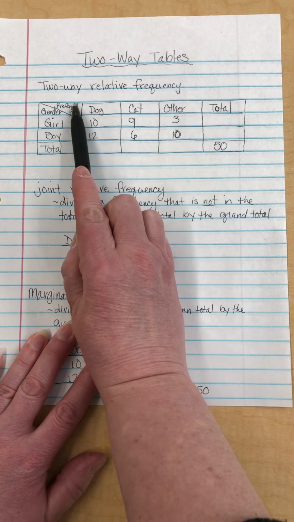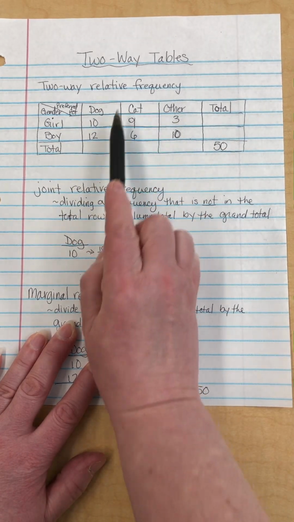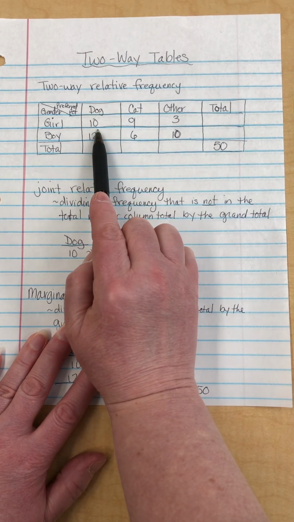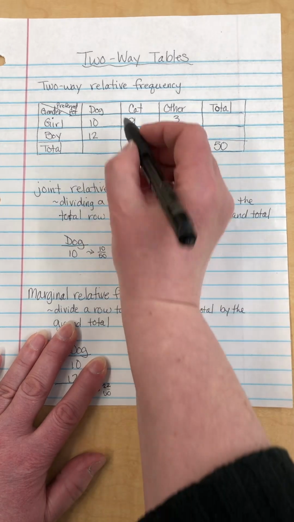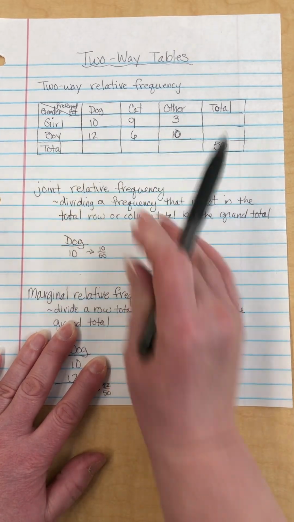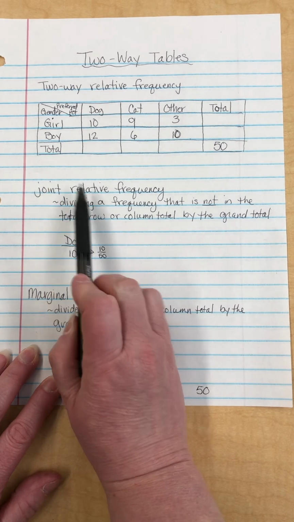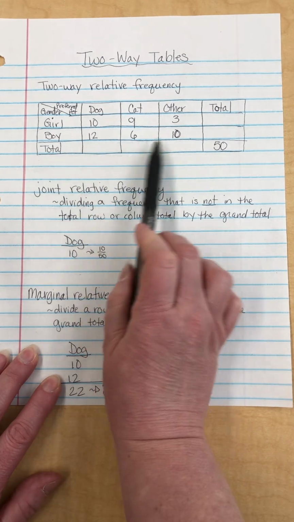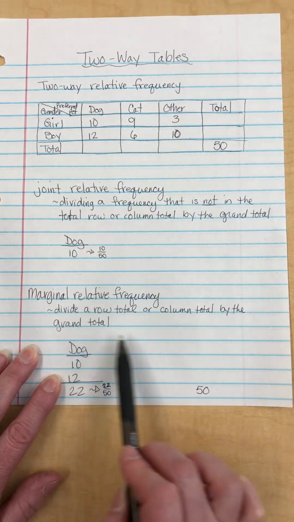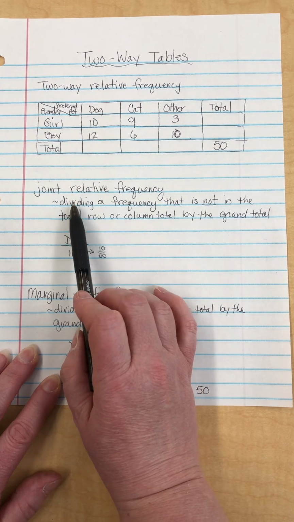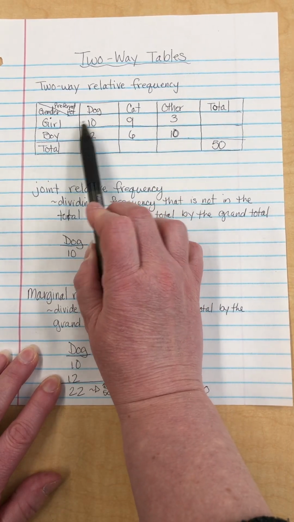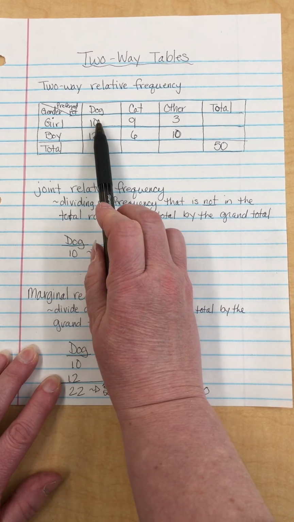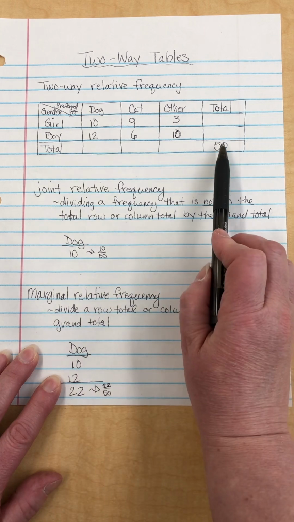A two-way relative frequency table, when we have the word relative in there, is when you're going to be doing percentages or decimals depending on what they're asking you for. You have them done either by the joint relative frequency or your marginal relative frequency. In order to find the relative frequency for the amount of girls that said dog, I am going to take that number and divide it by the grand total.